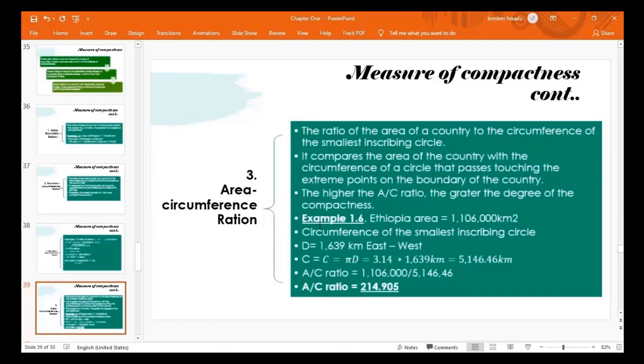So students, you can calculate the area circumference ratio. The area of Ethiopia is here, and the circumference of the smallest inscribing circle is calculated, and the result is 5,146.46 kilometers. So the area circumference ratio of Ethiopia is 214.905.